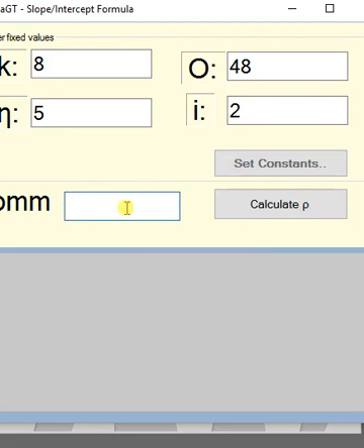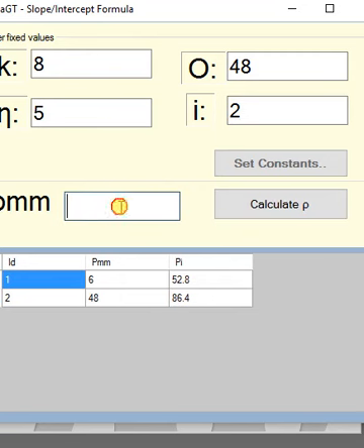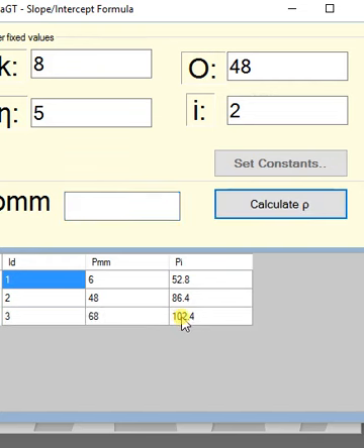The first one was 6, so L1, what is the value of L1? You see it is 52.8. The second one is 48, that is L2. What is the value of L2? So you see it is 86.4. Your intercept is 68. So what is the value of your intercept? It is 102.4. So that is how you use this to get your values accurately.